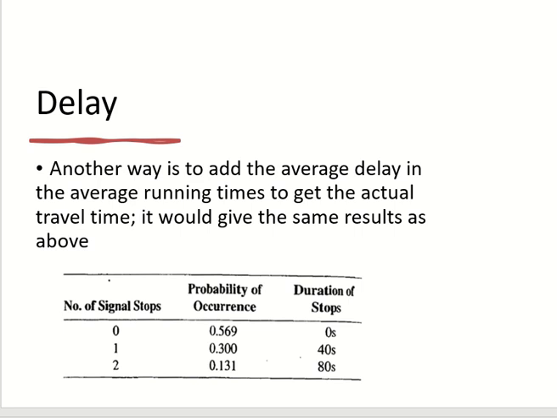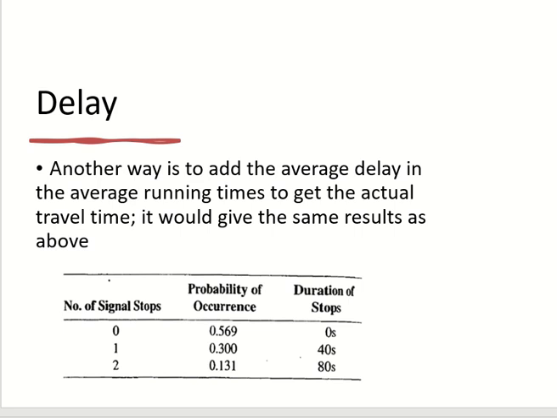Then they do another study of how many people actually stop at both signals, or one signal, or don't stop at all. These are the chances. You can convert them into probabilities, percentages. So 0.569 means what percent? 56.9%. So 56.9% are those who are not stopping at all. So for these people, the delay is 0. Very good people. Driving in heaven.